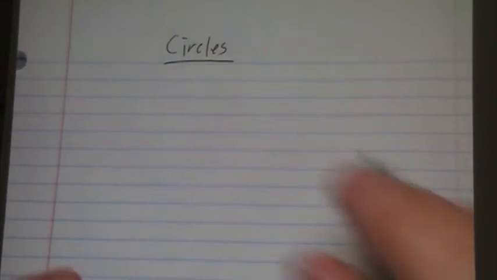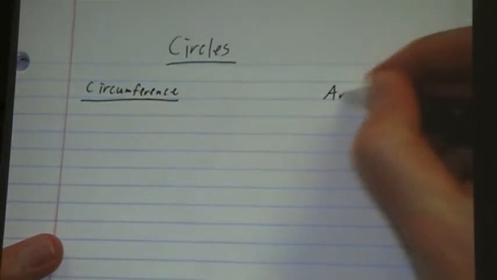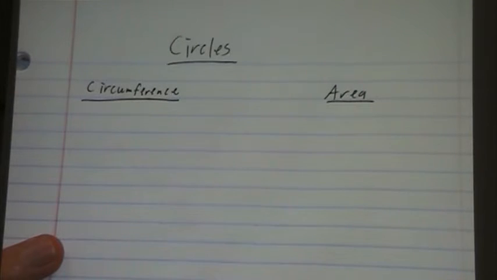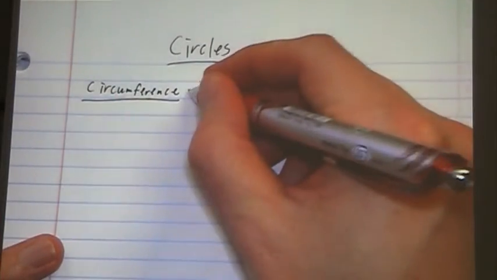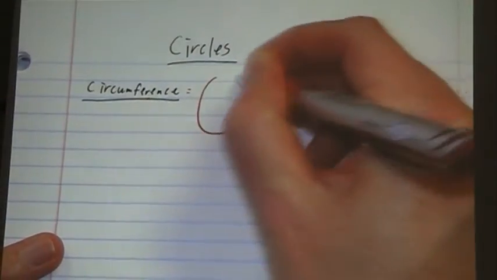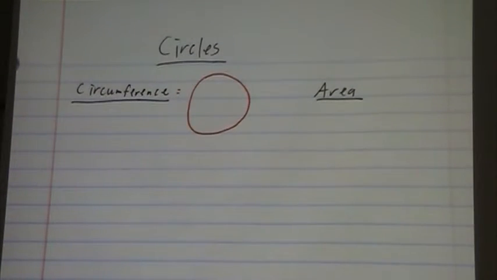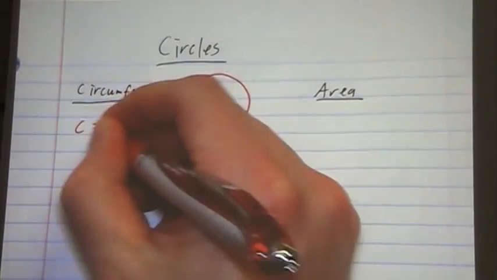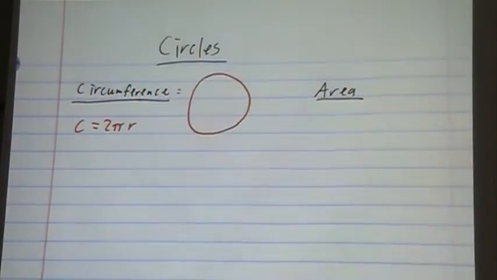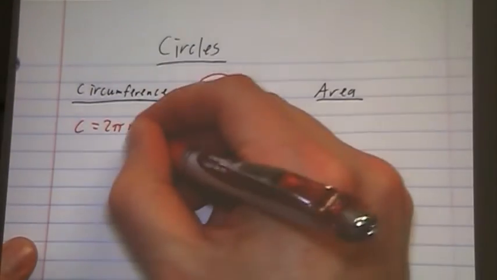With circles, there's two formulas we have to know. We have to know the circumference, and we have to know the area. If you remember, circumference is the distance around the circle. Like if you were going to draw a fence around your circle, you would use the circumference. And the circumference formula is C equals 2 pi r, where r is your radius.